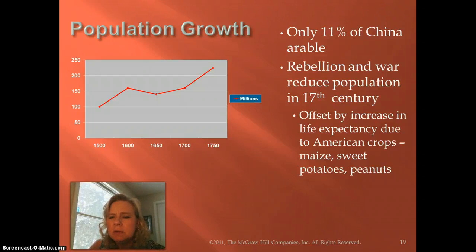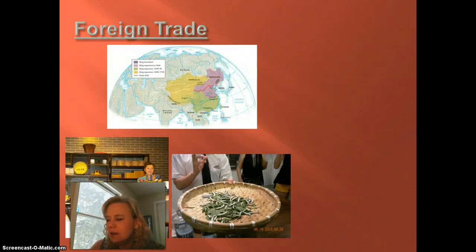And why does this happen? Well, first of all, we have more stability in China. We also have the rich American crops that would increase life expectancy, that would introduce a variety of nutrients to one's diet. Now, foreign trade.